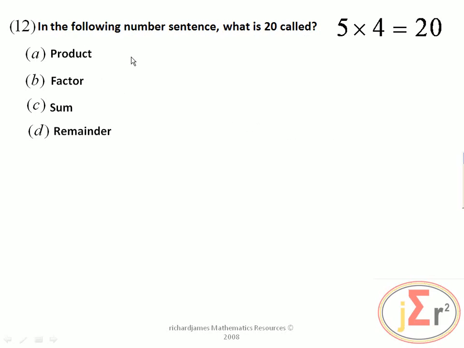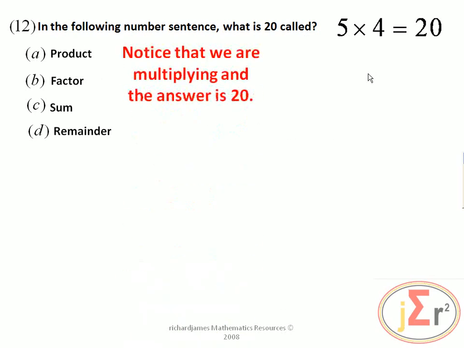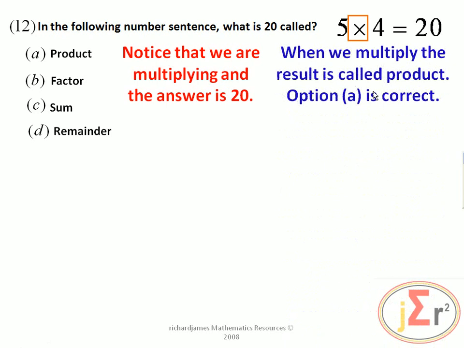So in the following number sentence, what is 20 called? Notice that we are multiplying and the answer is 20. So multiplying, the result is 20. When we multiply, the result is called? Product. Right, it is called a product. Option A is correct. And we are finished. And the entire presentation is done.